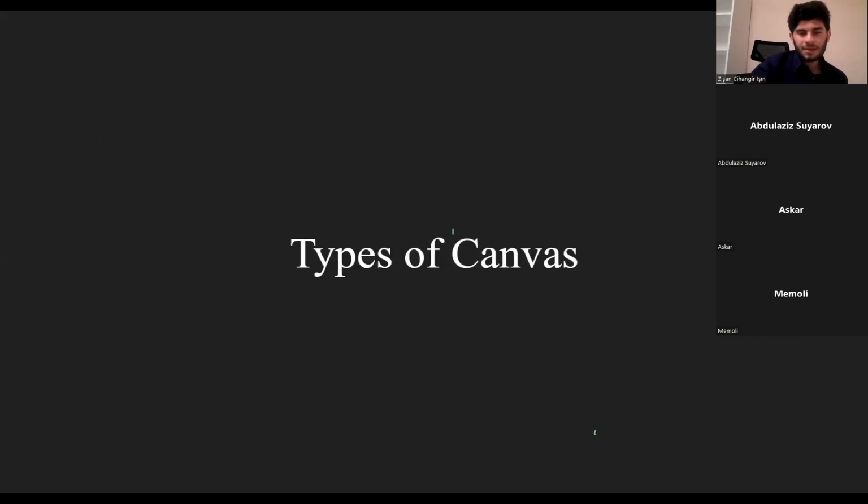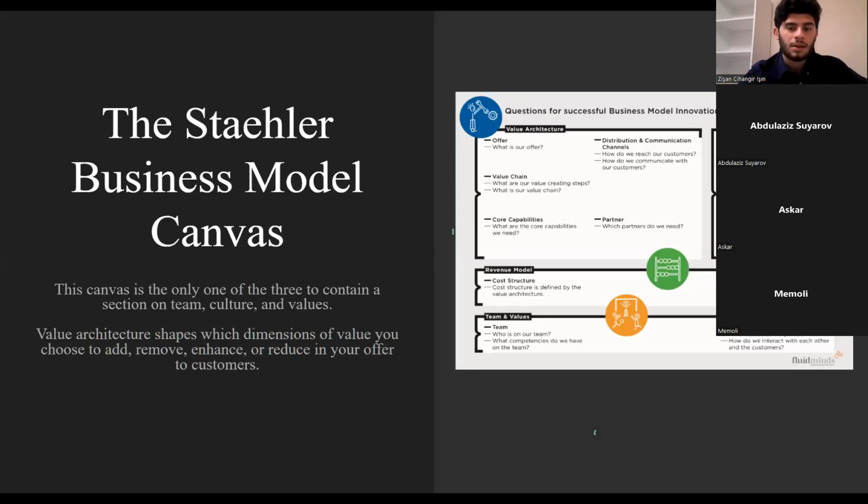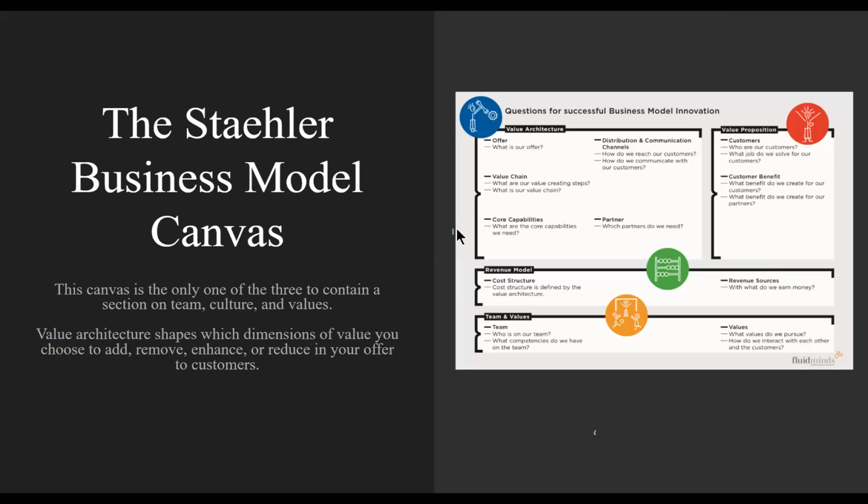There are lots of types of canvases, but when you research it, there are 3 main types of canvases that can be done. The first one is the Stahler business model canvas. This one is the first business model canvas that has been created, and it basically puts forward lots of questions to make you think about them and write them.